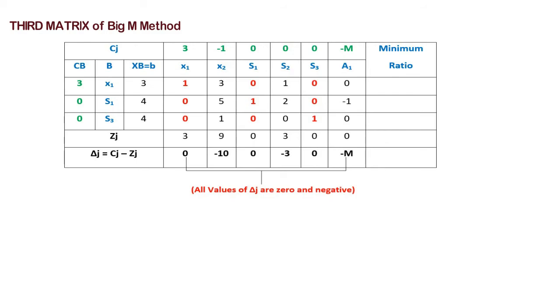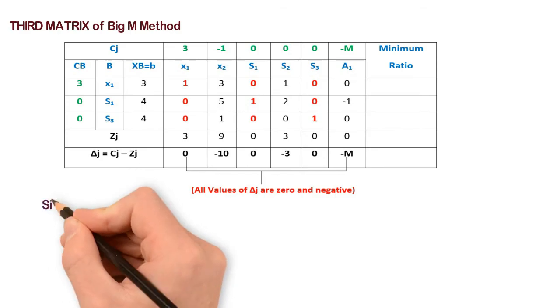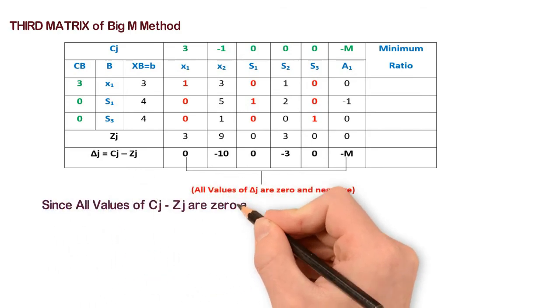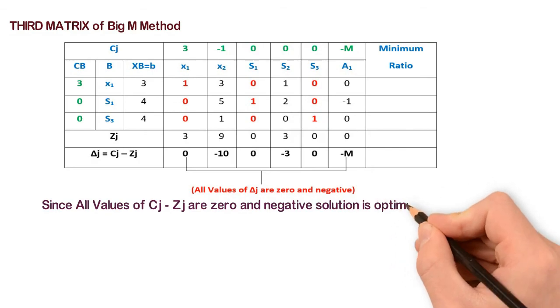So this is our stopping condition. Why? Because the problem is of maximization, and we have to continue the calculation till all the values of delta J, that is Cj minus Zj, are 0 and negative. So in this case all the values of delta J are 0 and negative, that is 0, minus 10, 0, minus 3, 0 and minus M. So this is our stopping condition. All the values of delta J are 0 and negative, so we have to stop here. Since all the values of delta J are 0 and negative, the solution is the optimum solution.